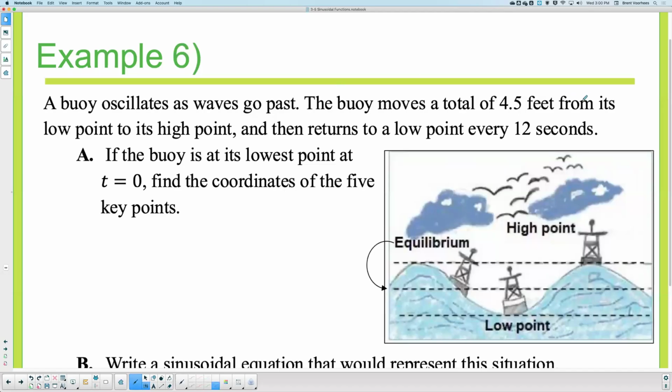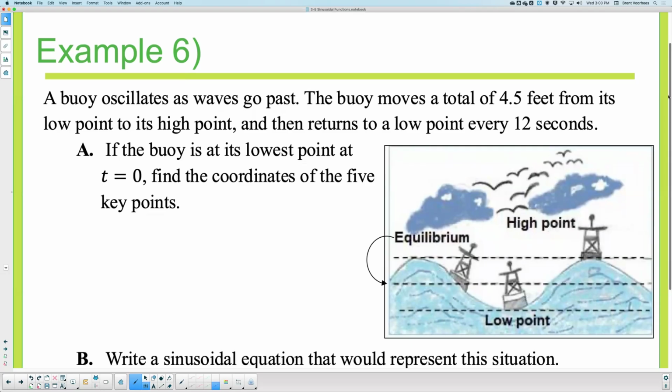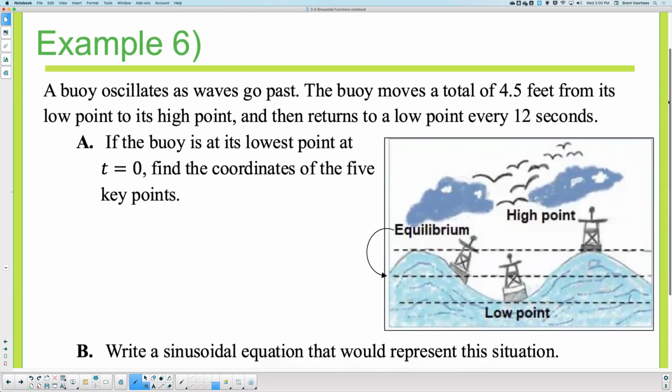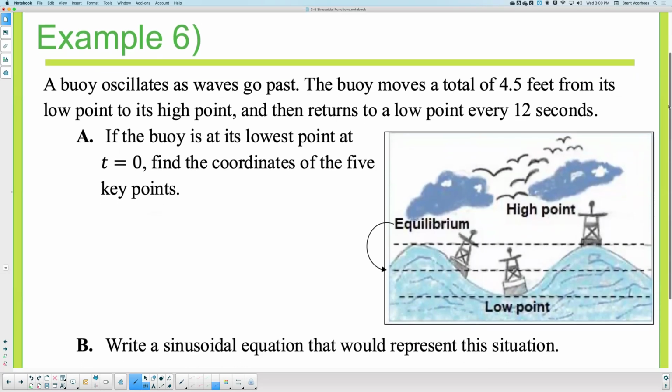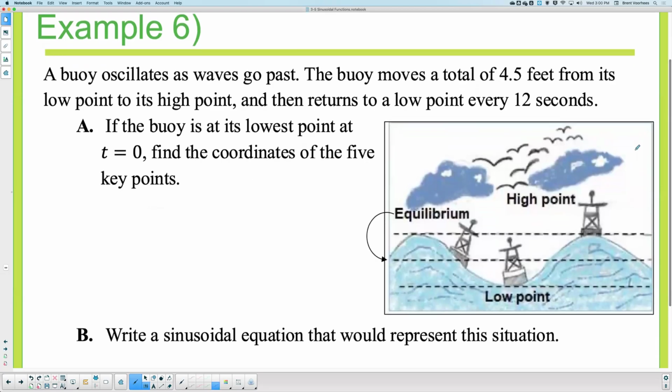All right, now we're going to look at example 6 here. Now, example 6 is going to be set up like a typical AP free response question. It says a buoy oscillates as waves go past. Again, oscillate just means it goes up and down in a repetitive pattern. The buoy moves a total of 4.5 feet from its low point to its high point, and then returns to a low point every 12 seconds.